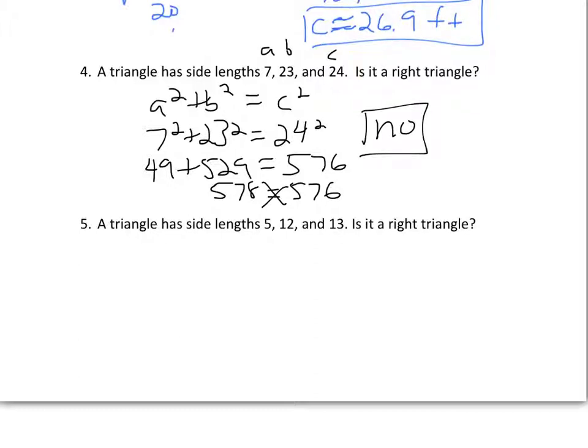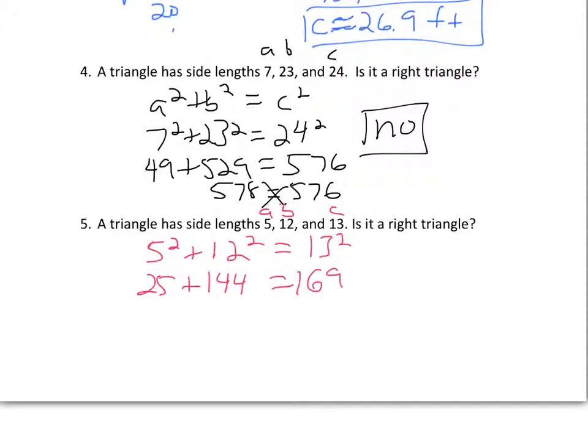Right, and lastly here, number 5, we've got 5, 12, and 13 are our lengths. So we've got 5 squared plus 12 squared equals 13 squared. So we have 25 plus 144 equals 169. Add these up, and you get 169 equals 169. That is true, so the answer is yes, it is a right triangle. And that's all we're going to do with the Pythagorean theorem in this section.